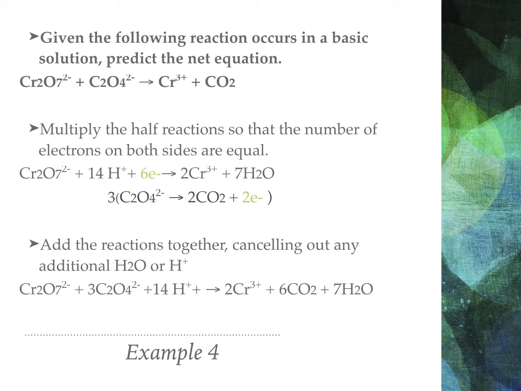Add the reactions together, canceling out any additional hydrogen ions or water molecules. A quick check of charges reveals that there is indeed a charge of positive 6 on both sides. Now, if we were dealing with acidic solutions here, we would be done by now. However, since this is a basic solution, we cannot have free hydrogen ions lying around.